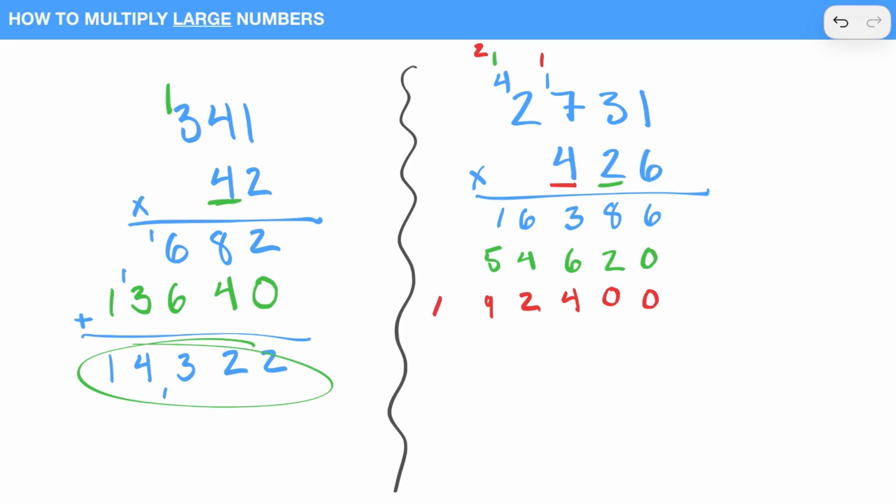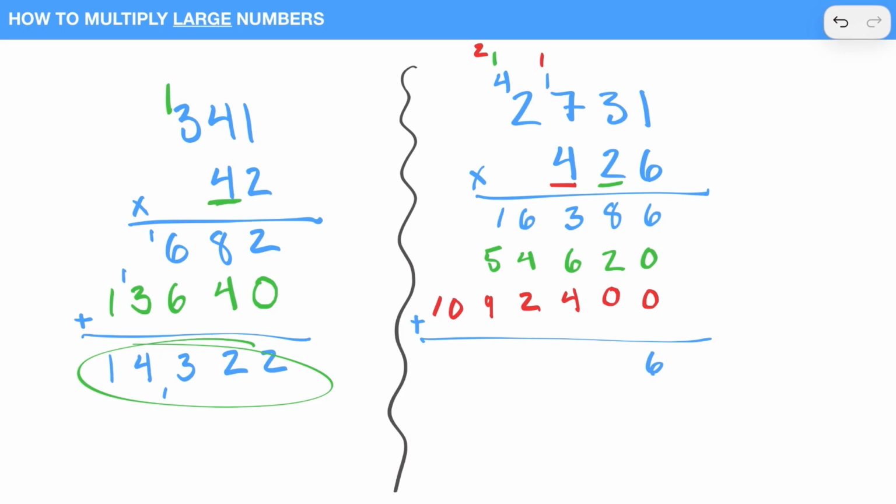Plus 2 is 10. And look at this. We got a big old addition problem. Now we're going to add 3 large numbers together. Add them all up. We're just going column by column from right to left.